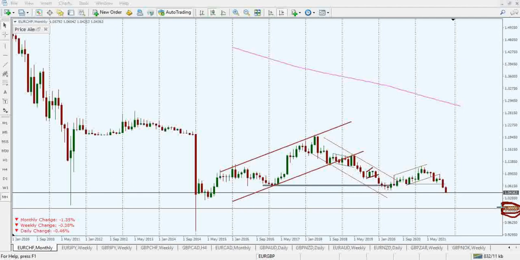So are we going to be seeing EURCHF trading below the 1.0 mark? Are we going to see that? It's one of the biggest questions I ask myself, and when I'm taking trading decisions I tend to answer this question.